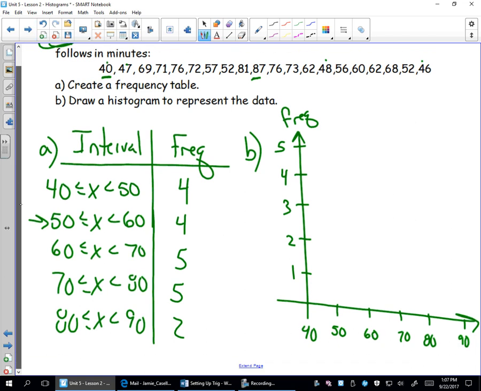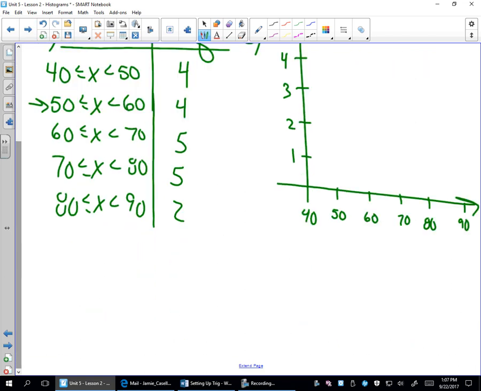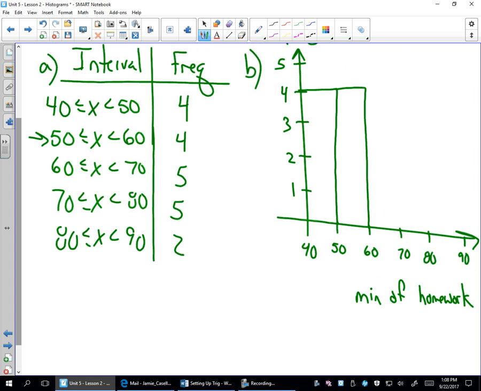And I'm going to label that. This is my minutes of homework, or homework in minutes, however you want to call that. Okay, let's graph it. My first bar is 4. Go up, 4. Now, a ruler would be appropriate. You guys can use rulers. I don't really have a ruler that works so fast with this. The next bar is 5, and the next bar is 5, and the next bar is 2.